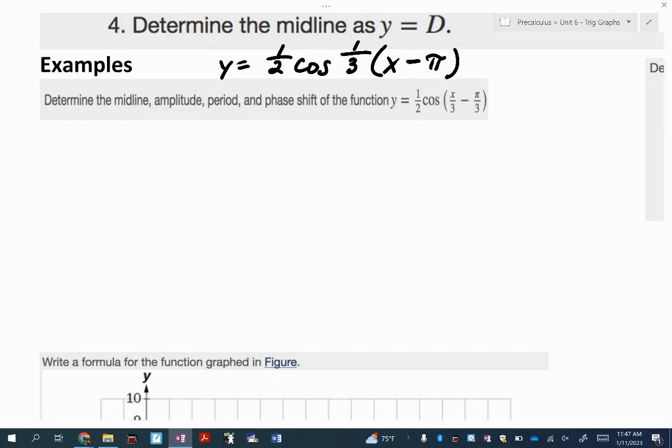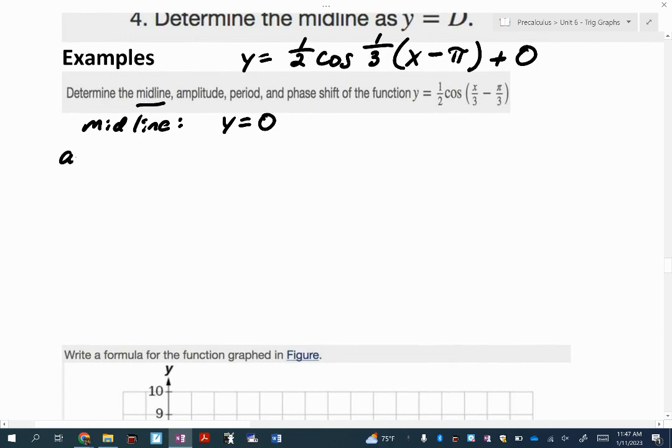All right, so from here, it says the midline first. You'll notice it doesn't have any letter D. That's like +0. You don't need to write +0. So if it doesn't have a vertical shift, your midline is just going to be the x-axis, or y equals 0. Okay, the amplitude is the absolute value of A. So A is 1/2. The absolute value of A is also 1/2. So the amplitude is 1/2.